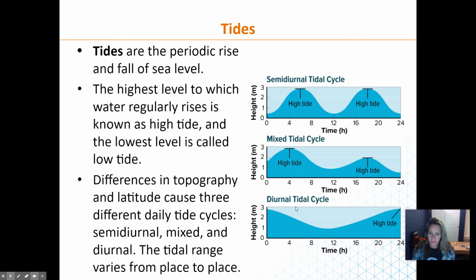And then the last one is diurnal. With diurnal, there is a 24-hour period, and basically there's one high and one low a day. So just one tide. And this is in a variety of places across the earth. The most common, though, are these two. Diurnal is not as common, but these are the most common types. And like I said, in California, we have the mixed tide.